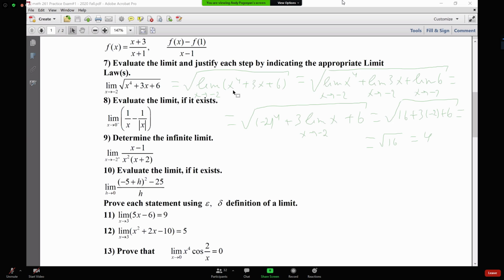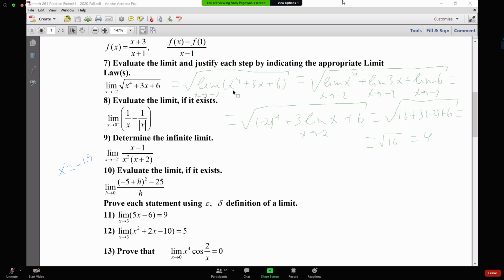Okay, number 9. Determine the infinite limits. X approaches negative 2 from the right. Now, if it's negative 2 from the right, let's say approximately your x is negative 1.9. Now, the denominator goes to 0 and the numerator goes to a number. It is going to be infinity.